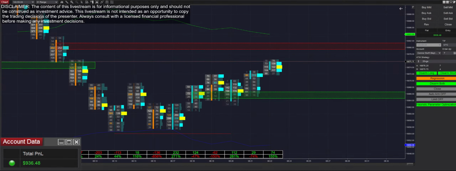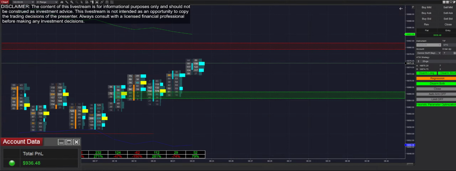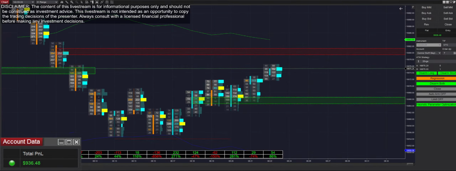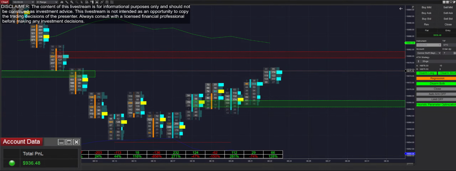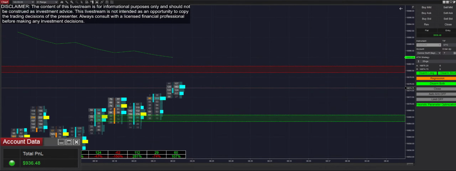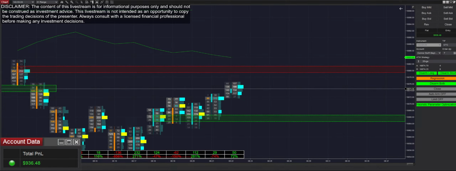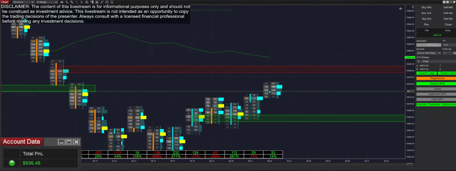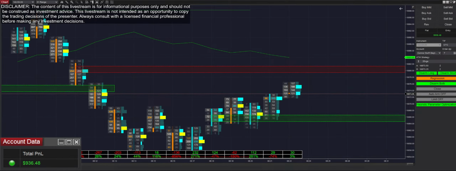And now we're going to be considering these automatically marked zones, the red zone and the green zone you can see there. So when we have those enabled, we're able to take those into consideration. We're just going to be trading inside of this channel with regression mode. We are now up to 936 on the day.